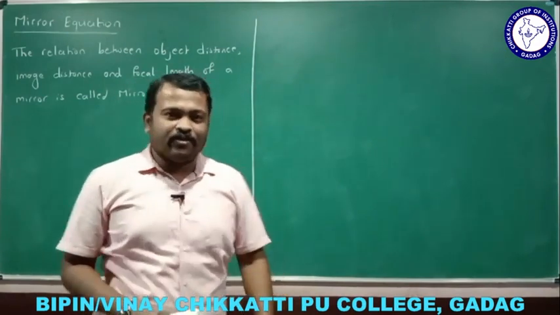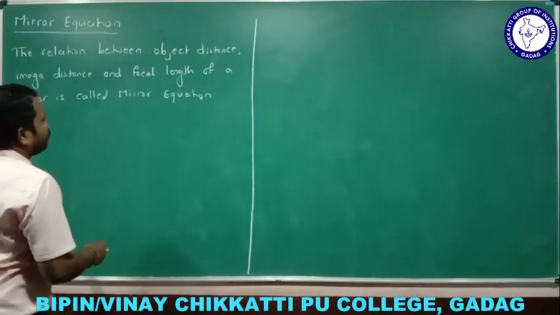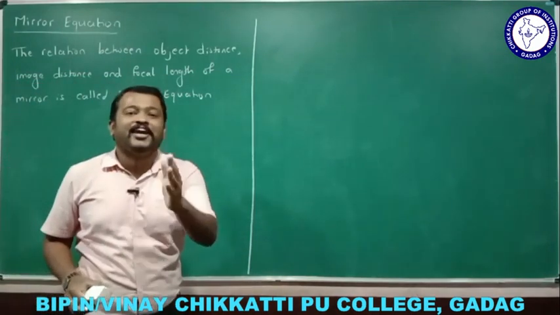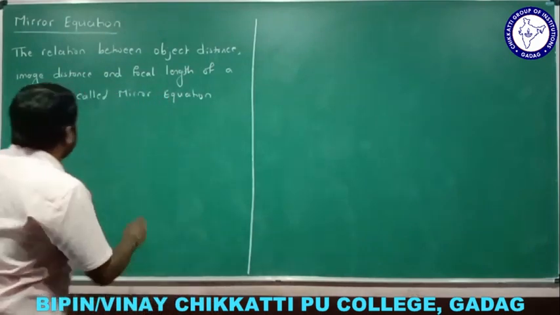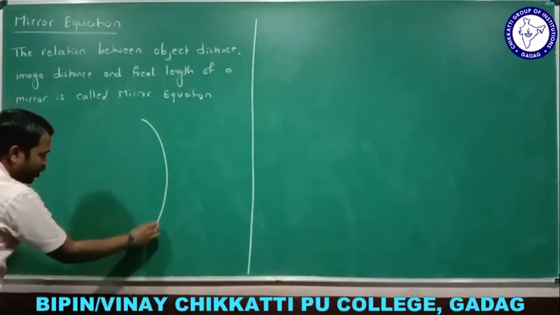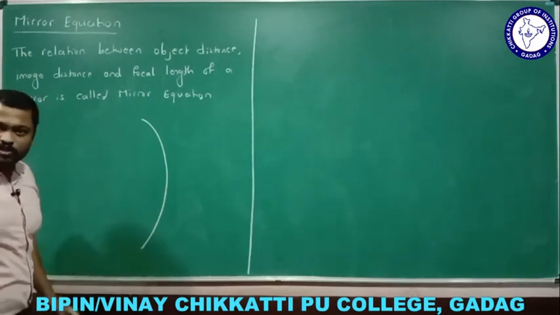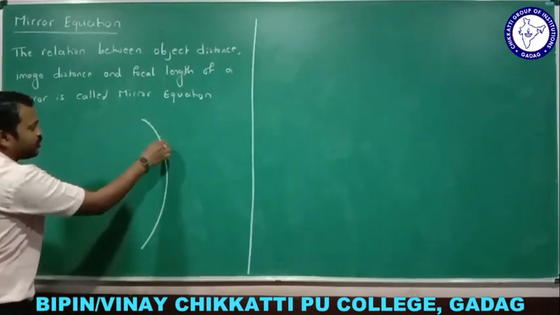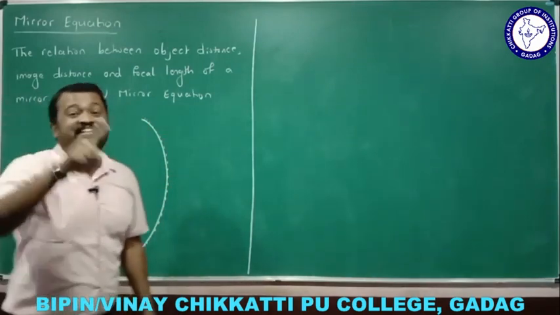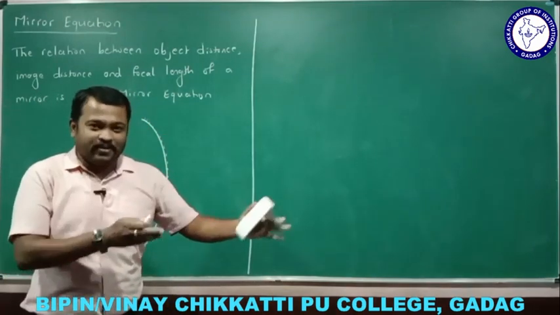Okay, let me derive. In order to derive this equation, let me take a concave mirror. Let me consider this is a concave mirror. What is a concave mirror? It is a spherical mirror whose reflecting surface is inside the curve. That is the name cave, right?